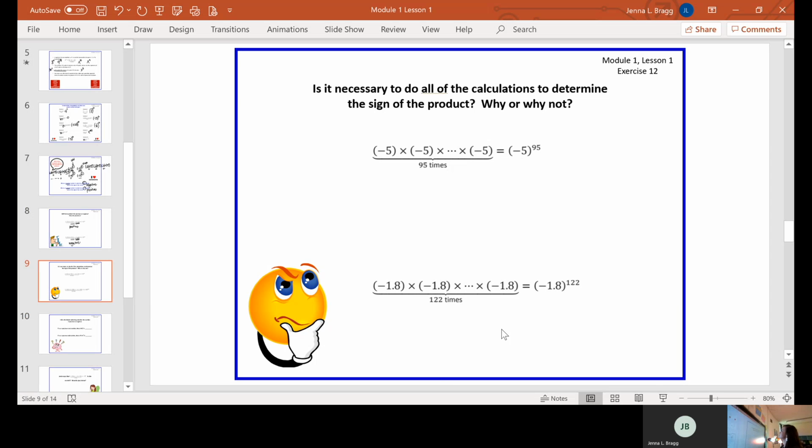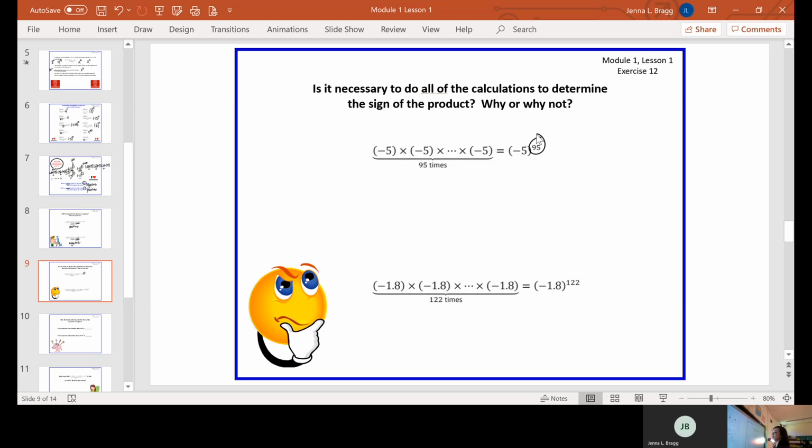So this is asking, is it necessary to do all the calculations to determine the sign of the product? No, it is not, because we know the rule of negative times a negative makes a positive. So we know that every time there's an even amount of numbers being multiplied together, all of those negatives are going to cancel, giving you a positive result. If you have an odd amount, then you'll have a negative left over that turns your entire result negative.